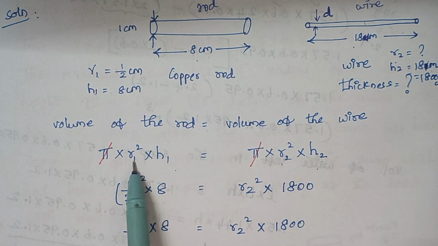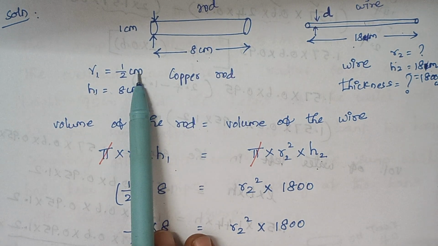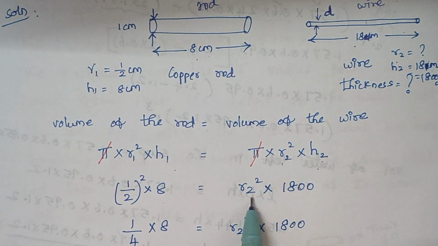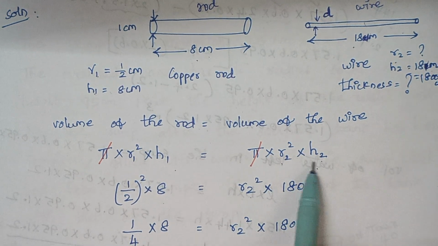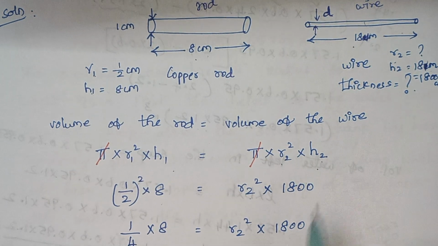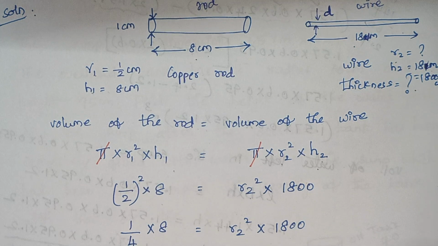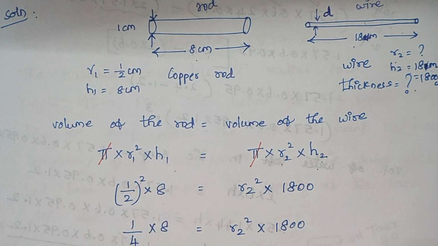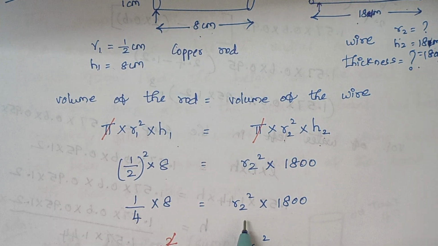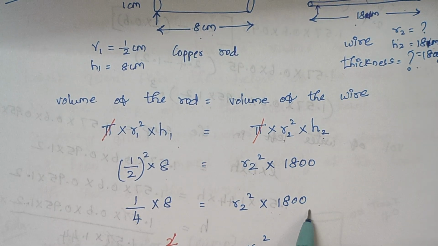So what about the value of r1? It is 1 by 2. And h1 is 8. Similarly, we don't know r2, so let this be r2 here. And here what is h2? h2 is 1800 centimeters. So just substitute the values. So here you see 1 by 2 whole square becomes 1 by 4 into 8. And here it is r2 square into 1800.